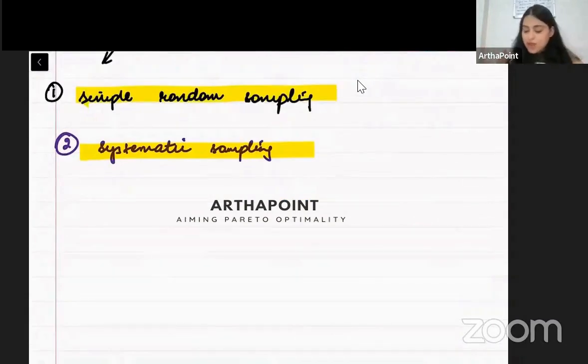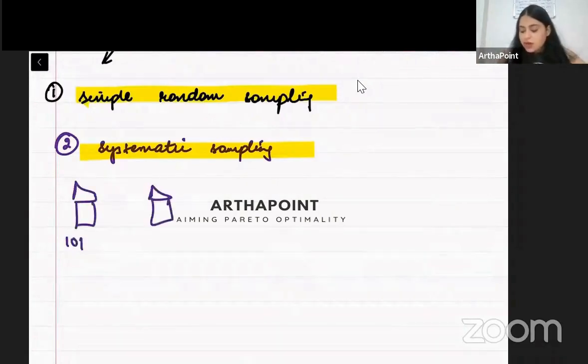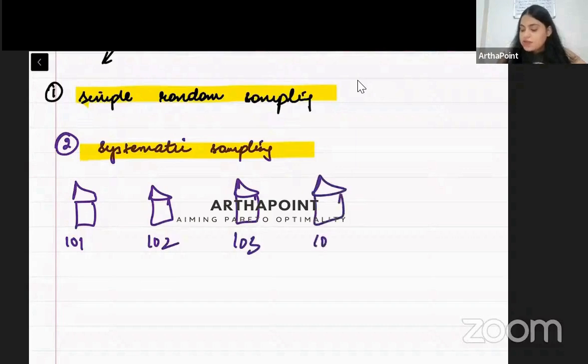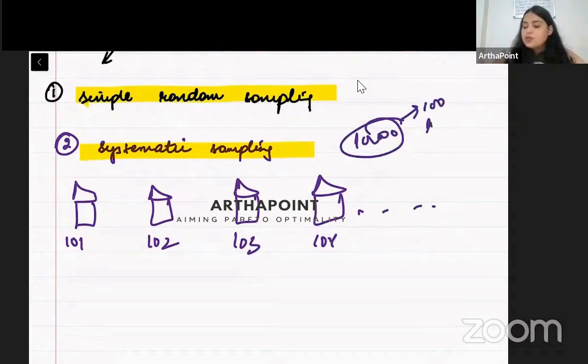Just say, I go to a village. And यहाँ पे ना in village के house numbers लिखे हुए हैं. House number 101, 102, 103, 104 and so on. And I go ahead and I say कि ये बहुत सारे घर हैं. Maybe there are 1,000 houses. And I want to collect 100 houses. Systematic मतलब अभी भी random ही है क्योंकि मुझे नहीं पता किस घर में कौन है. But I am systematically collecting the sample.